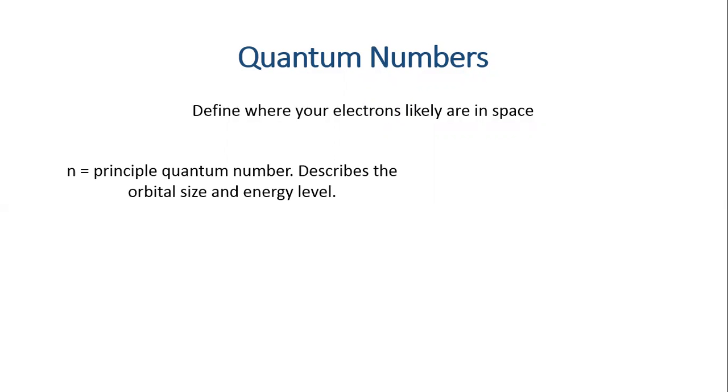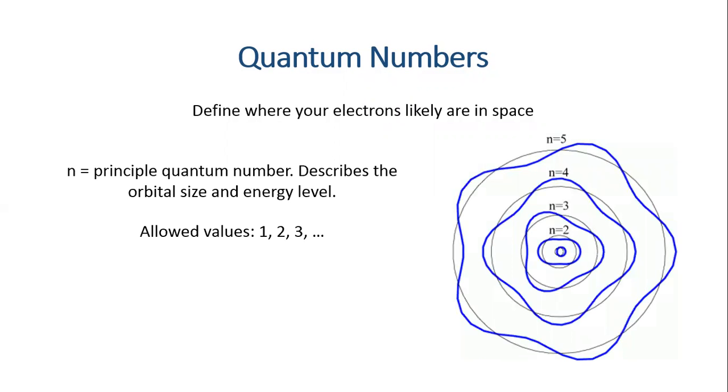So first, our first quantum number is our principal quantum number. It is shown by our symbol n, and it describes the orbital size and our energy level. So our allowed values for this is 1, 2, 3, etc. So we have our orbitals here with our integer numbers, and we can see as we go farther and farther out from the nucleus, our principal quantum number n is going to get larger and larger. As we go out and increase the orbital size, the energy level of our electrons also increases.